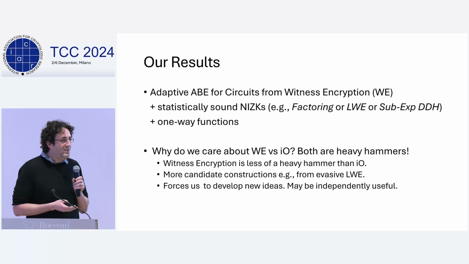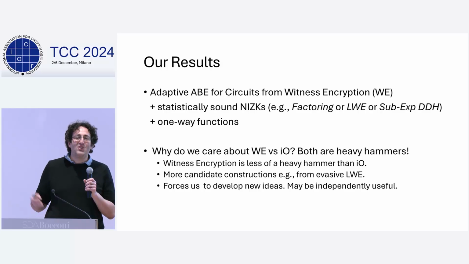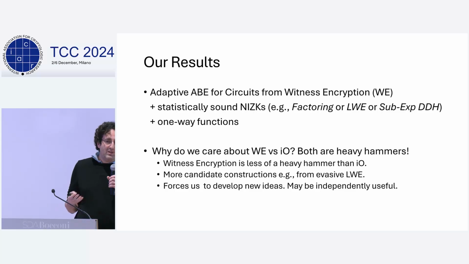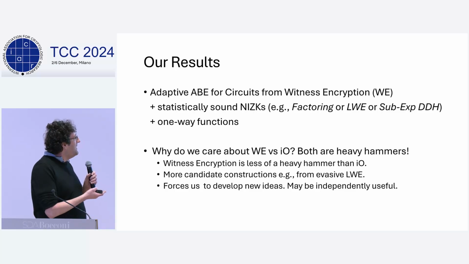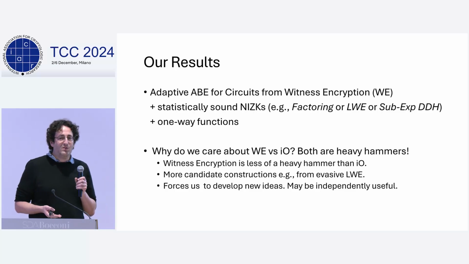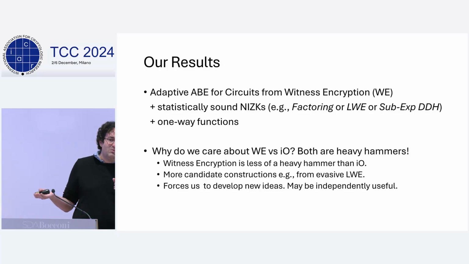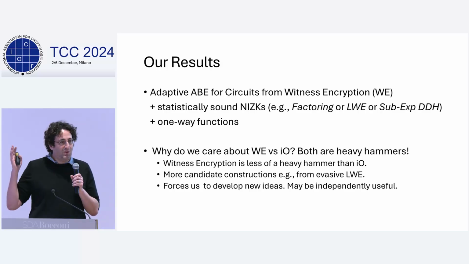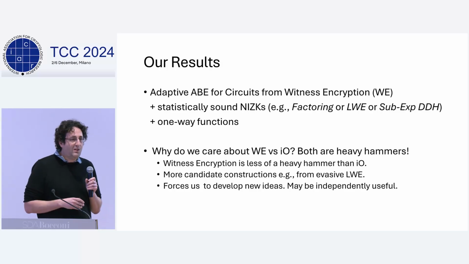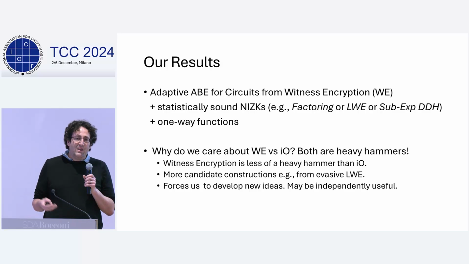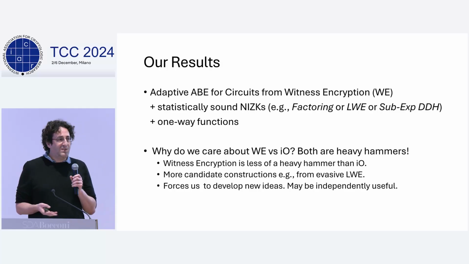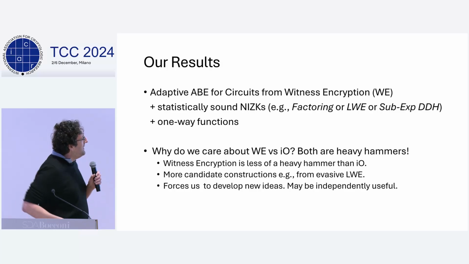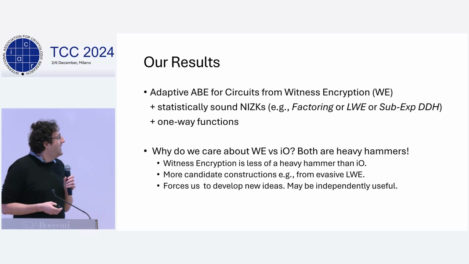The main reason is that witness encryption seems to be much less of a heavy hammer than IO. In particular, there are two consequences. One is we have more candidate constructions of witness encryption than IO. For example, we know how to construct witness encryption from some variant of something called evasive LWE. We don't know how to get IO from that. And there's more hope of getting witness encryption maybe than IO. It seems to be an easier primitive. But I think the last bullet is really the main point here.